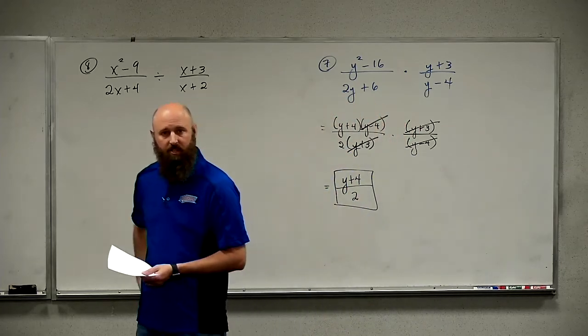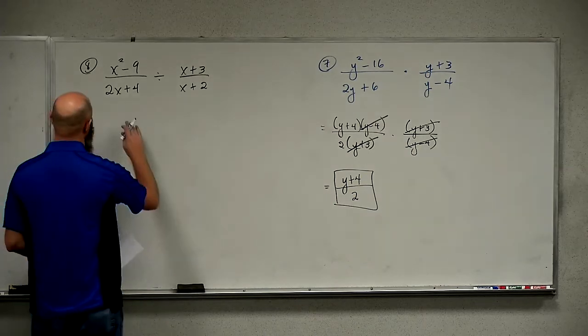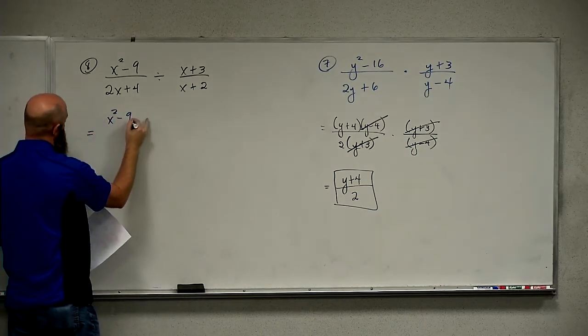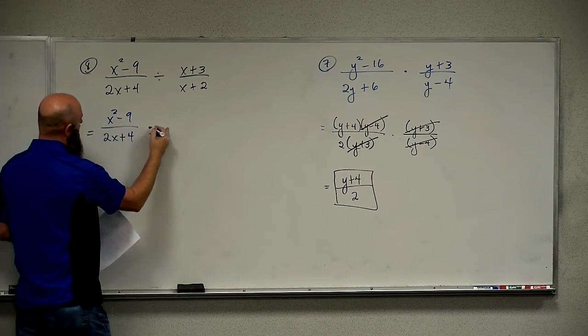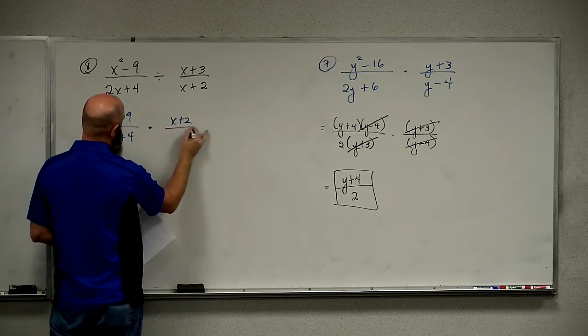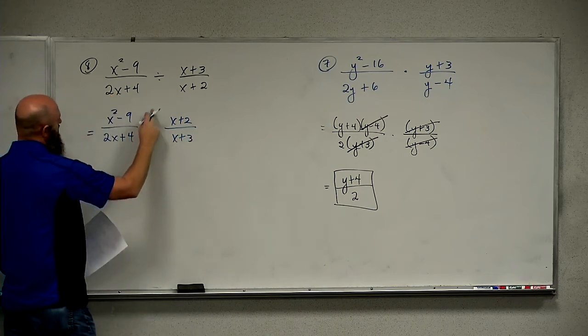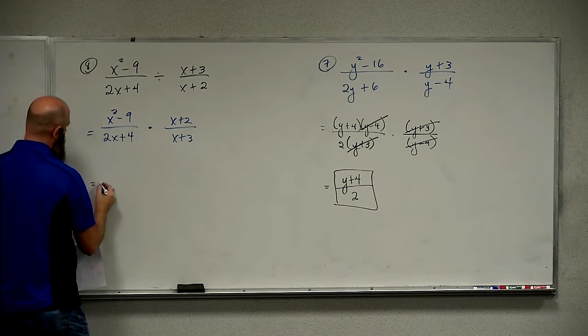We keep our first fraction, we change the multiplication, and flip our second fraction. So let's do that. So I'm going to go ahead and just do that as is, so I don't make any mistakes. You can factor and flip at the same time. I'll probably do that in the future. But all I changed this to multiplication and flipped that second fraction. So now let's factor.